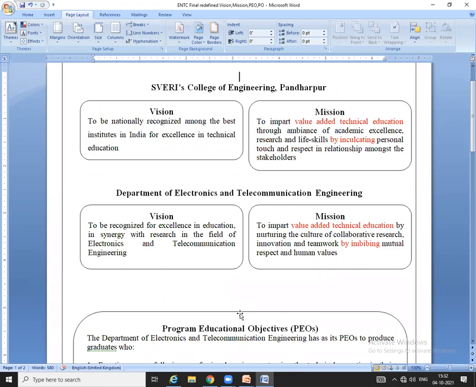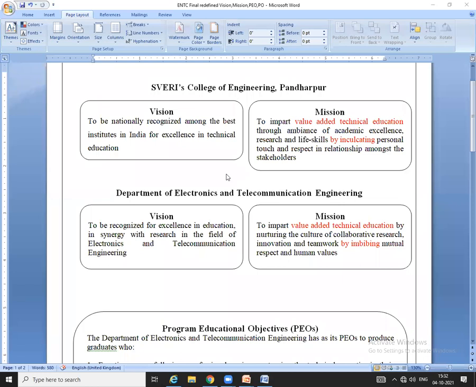Sanjivani College of Engineering has its vision to be nationally recognized among the best institutes in India for excellence in technical education. The mission of our institute is to impart value-added technical education through an ambience of academic excellence, research, and life skills by inculcating personal touch and respect in relationship amongst the stakeholders.